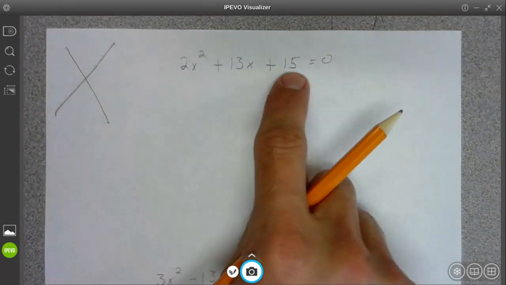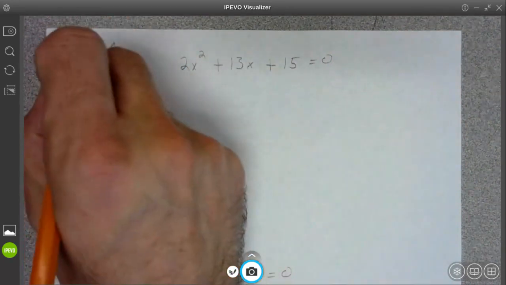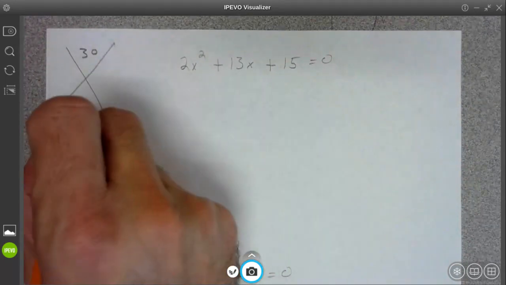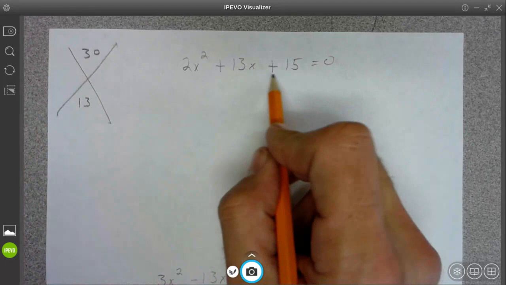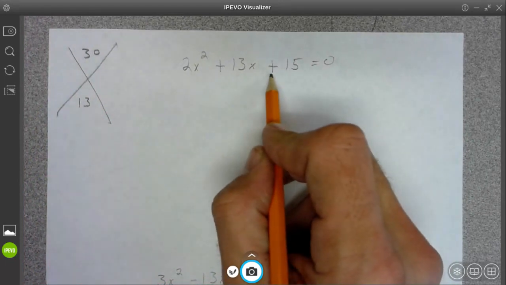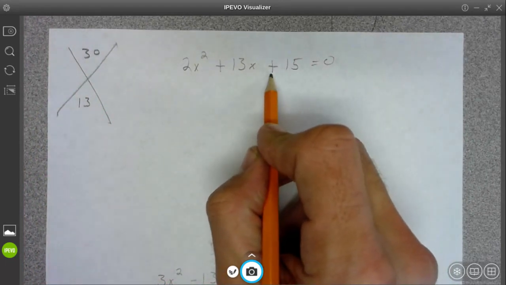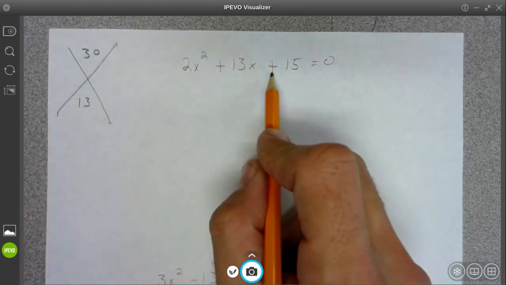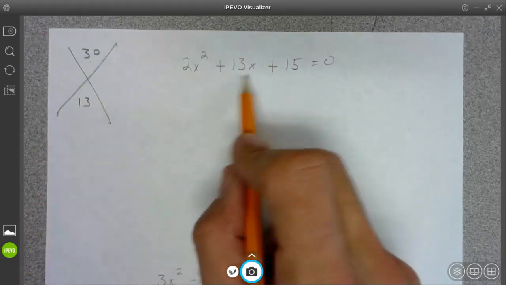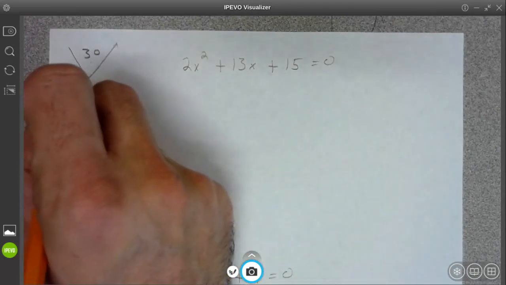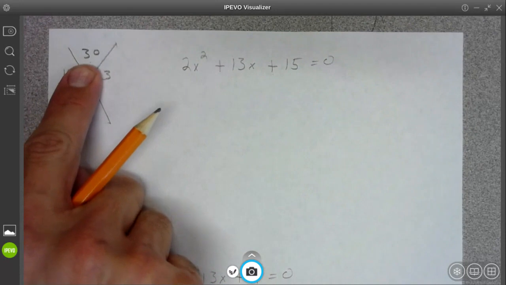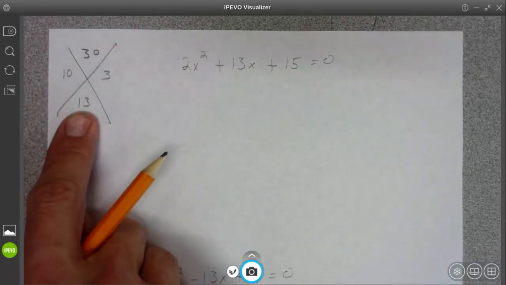Anyway, so I'm going to factor this. A times C is 2 times 15. That's equal to 30. And the B term is positive 13. Because this is positive, I need two numbers that will multiply to 30, and they have to add up to give you 13. So that is 10 and 3. They multiplied to give you the AC, and they add up to give you the B.